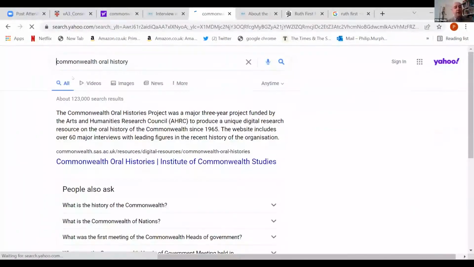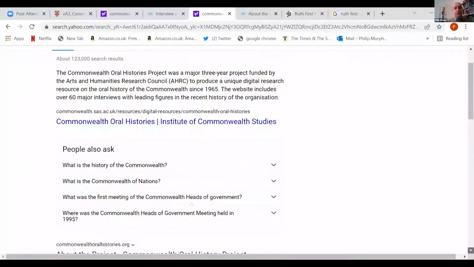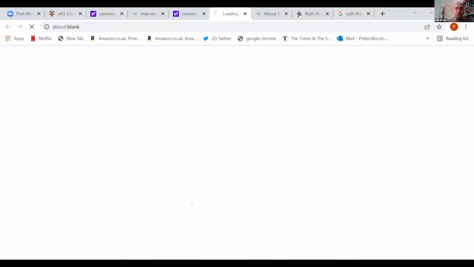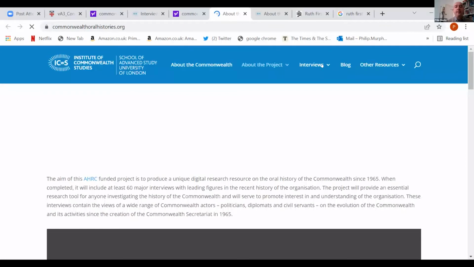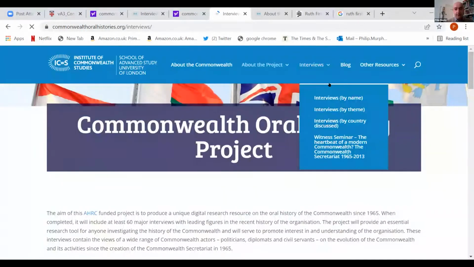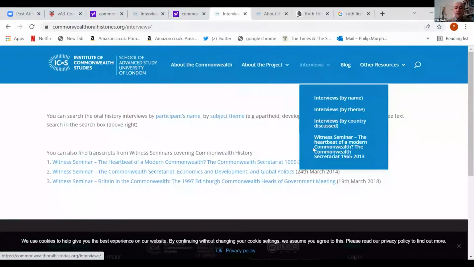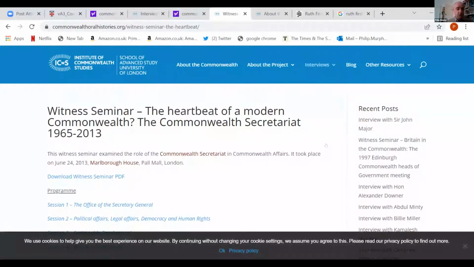So that they're organized alphabetically, these interviews. They're organized, you'll see, by subject matter, and they're organized by country. And there was also something that was organized as part of this, a witness seminar at the Commonwealth Secretariat in June 2013. And the Commonwealth Secretariat, the coordinating body created in 1965.